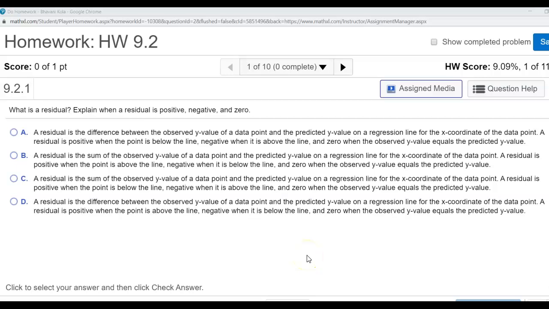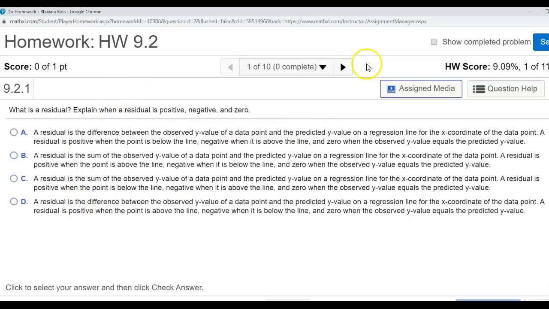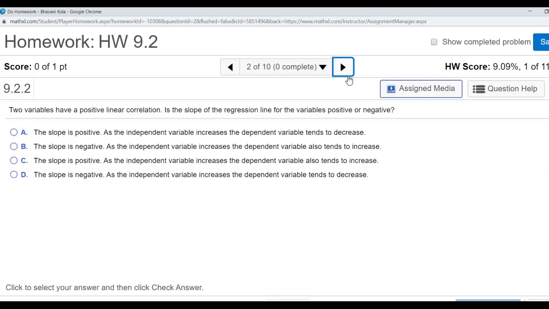So let's go ahead and take a look at our homework problems here. I'm on problem number 1. It's asking you what the residual is. So go ahead, always click on question help, and there's going to be a textbook right here for you all to read it. I have explained what residual is, so go ahead and pick the answer for that.